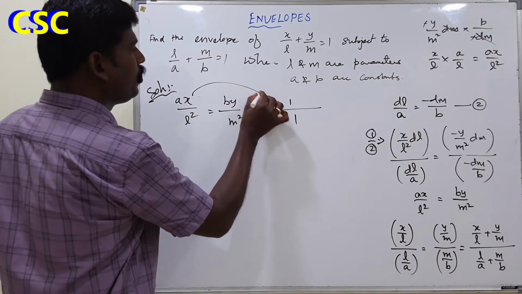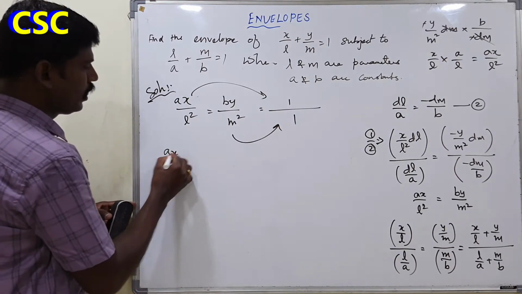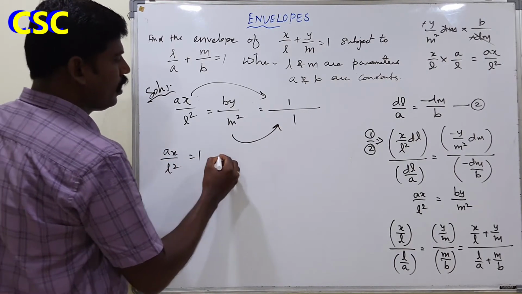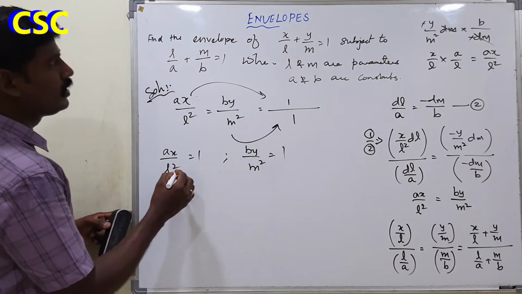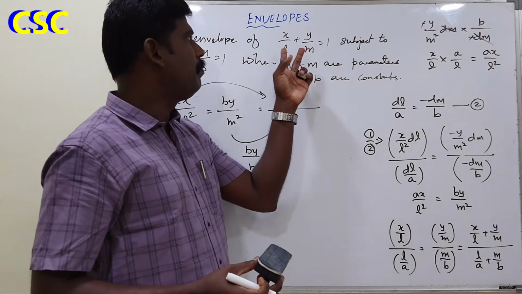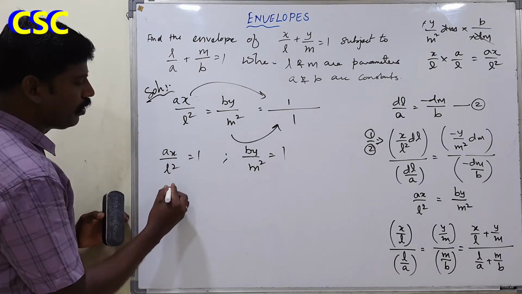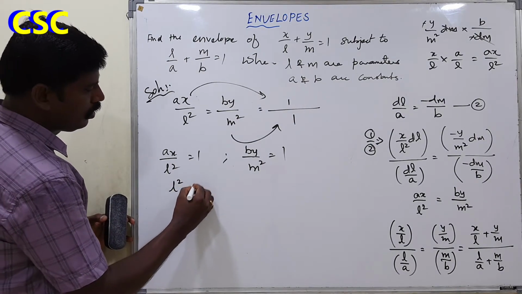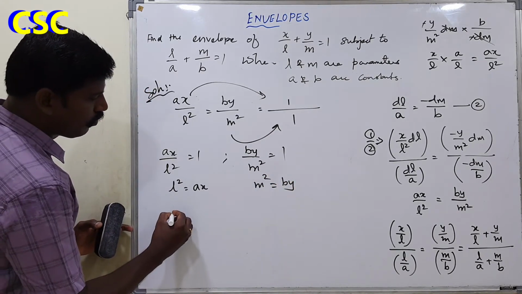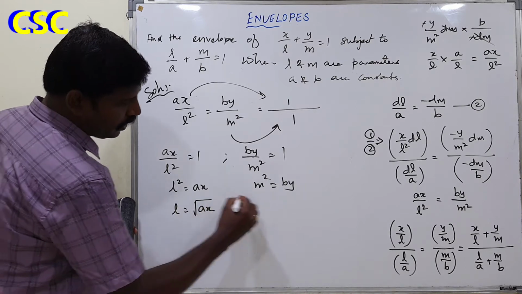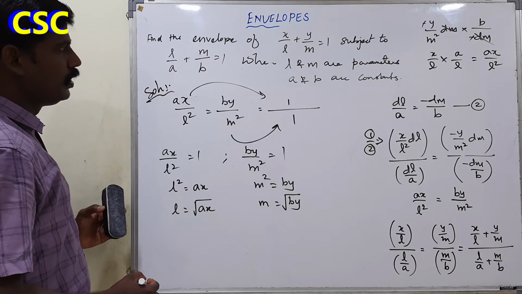Okay, right now I am going to equate the first two ratios with the third one, right? So ax by L square equal to 1 and by by m square is equal to 1. Therefore, what is L square? My aim is to eliminate these two parameters from the given family of curves. Okay, that's why I am going to find out the value of L square. What is L square? Ax. What is m square here? By, isn't it? So taking roots, therefore, what is L? Root of ax. What is m? Root of by, isn't it?